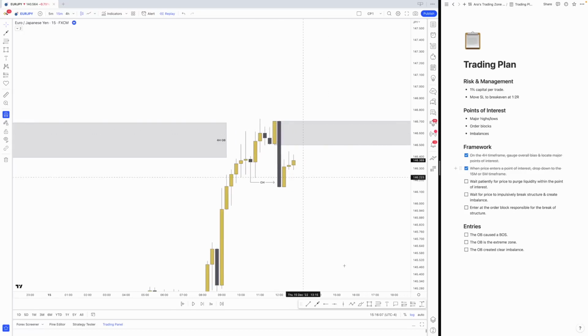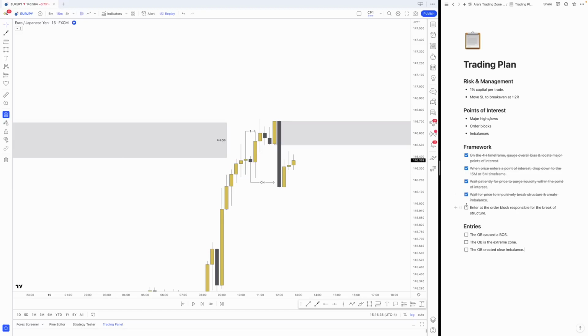Well, we do see that that's happened here. Let me highlight that. So we had a high point here, and price purged liquidity from that high before moving to the downside very abruptly. You can see that we never surpassed this high right here. So liquidity was purged from this high, and then price moved abruptly to the downside, creating a change of character. So we're going to check step 3 off of our list. Step 4, wait for price to impulsively break structure and create imbalance. We've already established that that did occur.